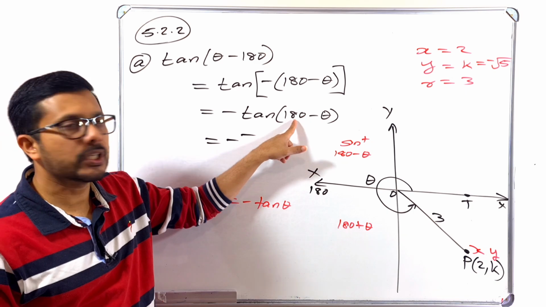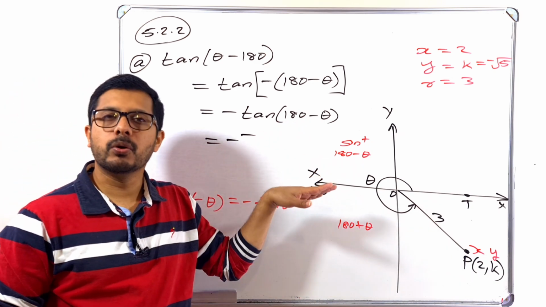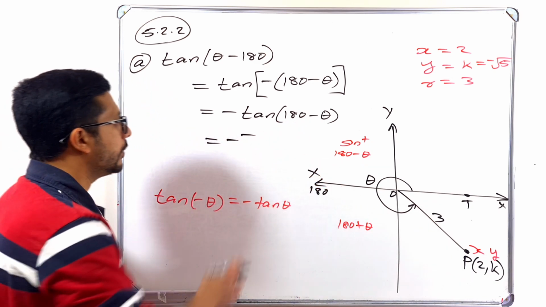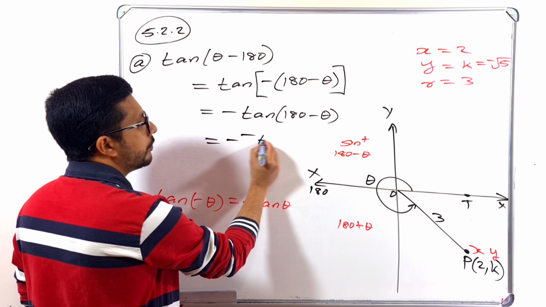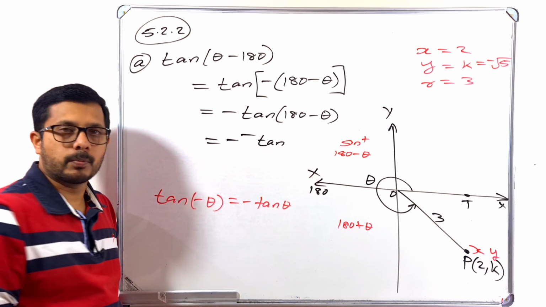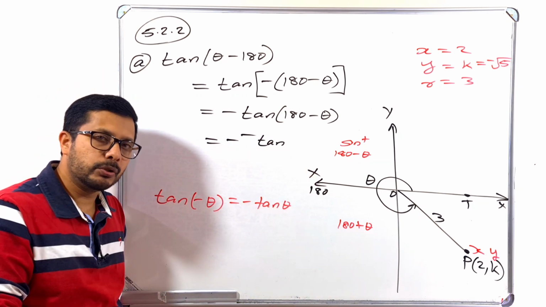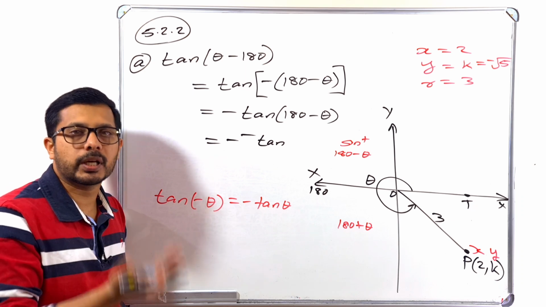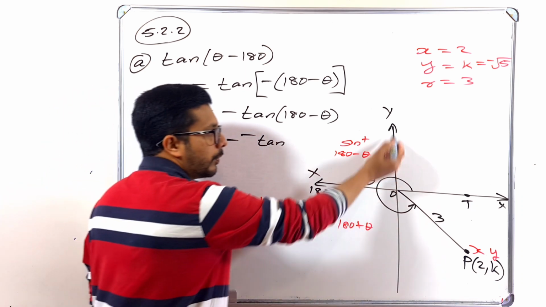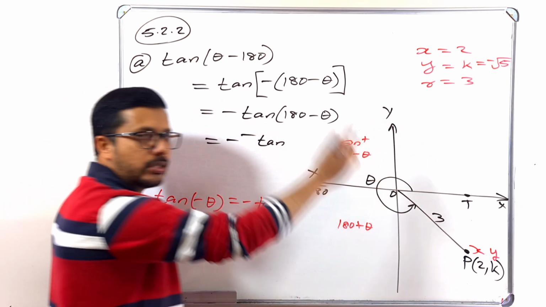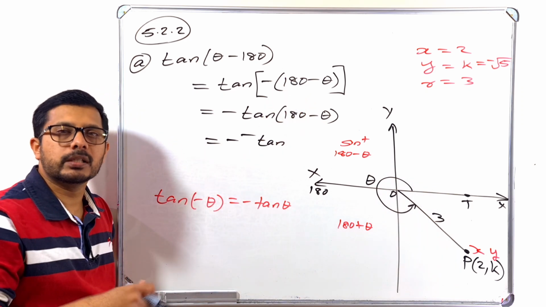Then if it is based on 180 or 360, no change in the trigonometry. That means here it is tan, so the answer also we have to write as tan. But if it is 90 or 270, you are supposed to write the cofunction. If you are converting based on 90 or 270, you have to write it as cofunction.